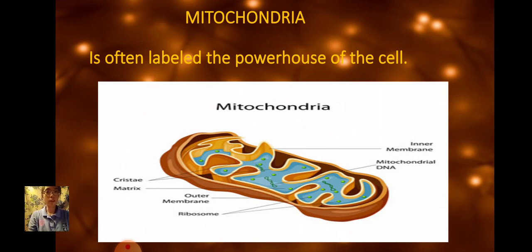Mitochondria is often labeled the powerhouse of the cell. Mitochondria vary in number and shape. The outer membrane is smooth, while the inner membrane is folded many times, the enfoldings being called cristae. Mitochondria generate most of the chemical energy needed to power the cell's biochemical reactions.